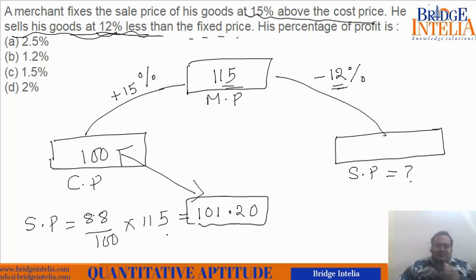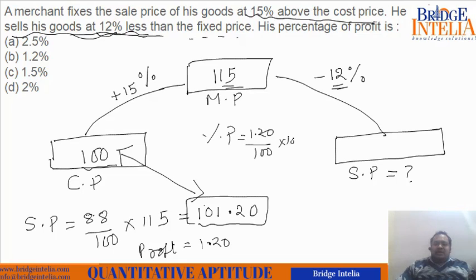101.20 from his customer. So profit is equal to difference of these two, 1.20. So profit is 1.20, investment is rupees 100. So percentage profit is equal to 1.20 by 100 into 100%. Because his investment is rupees 100, and because of this rupees 100 he managed to earn 1.20. So final answer is 1.2.